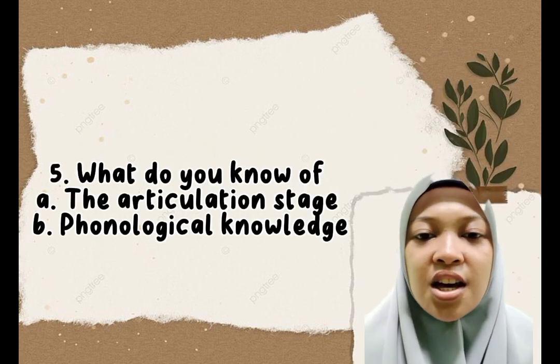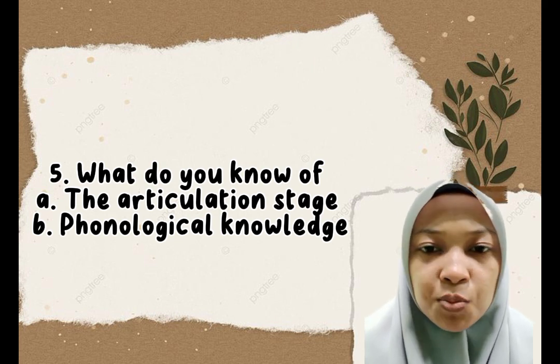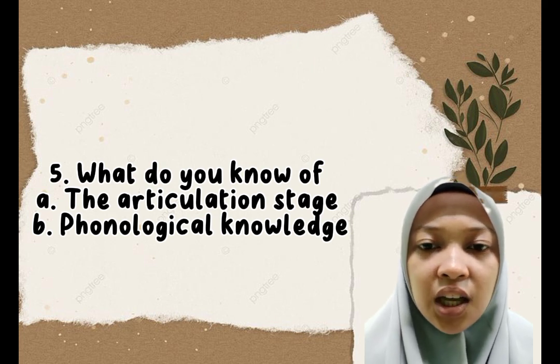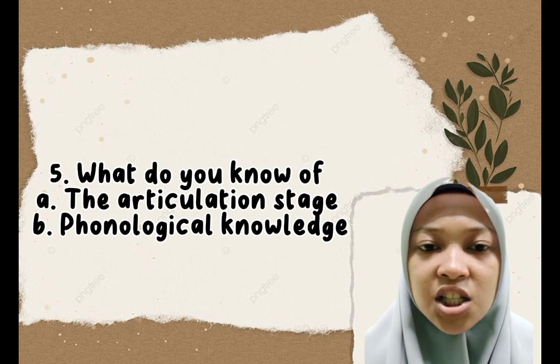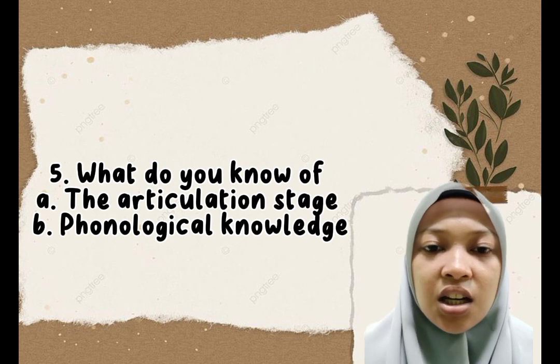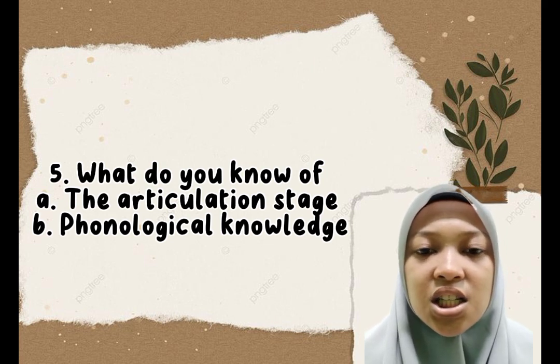Number 5. The articulation stage is a phase in psycholinguistics and language production that occurs after the formulation stage. It's the point where individuals begin to articulate or produce the words and sentences they have planned and structured, either in spoken or written form. During this stage, the muscles involved in speech production are engaged and language sounds are generated.